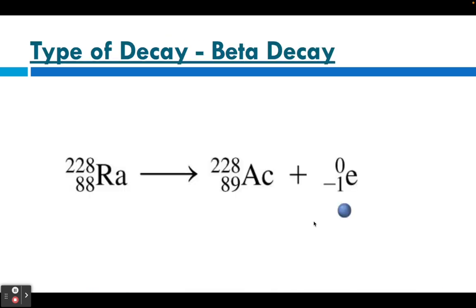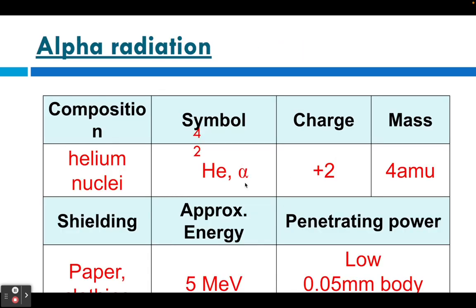And so here's the table. For alpha radiation, the composition of the alpha particle is helium nuclei. The symbol, this is a little messed up. These 4 and 2 should be down here. This is the mass number, this is the atomic number, so it should be here. That would be the symbol, He with 4 and 2 here.